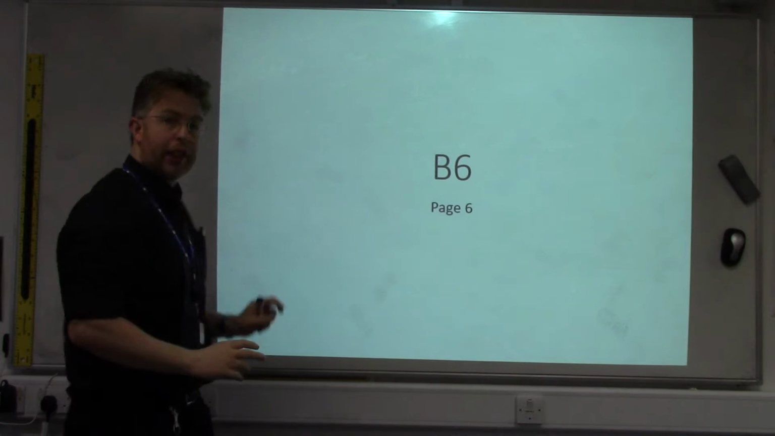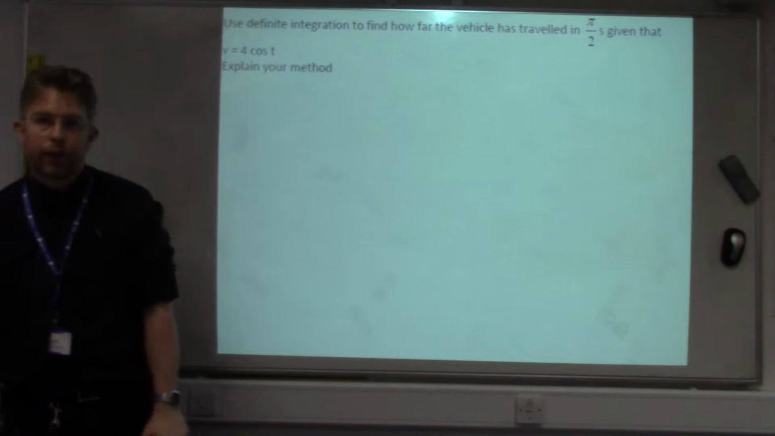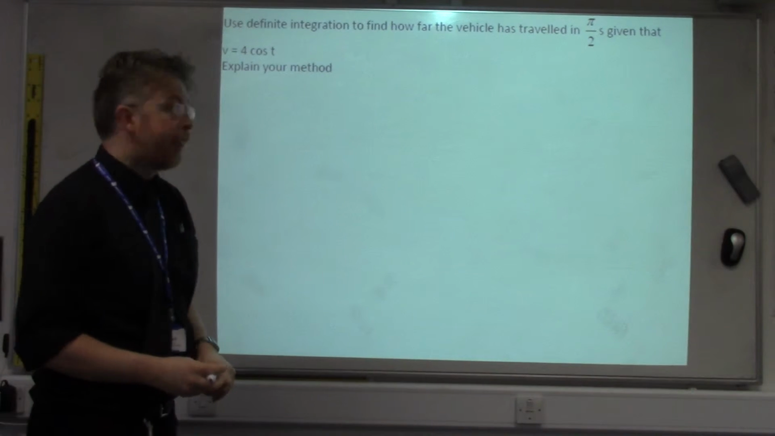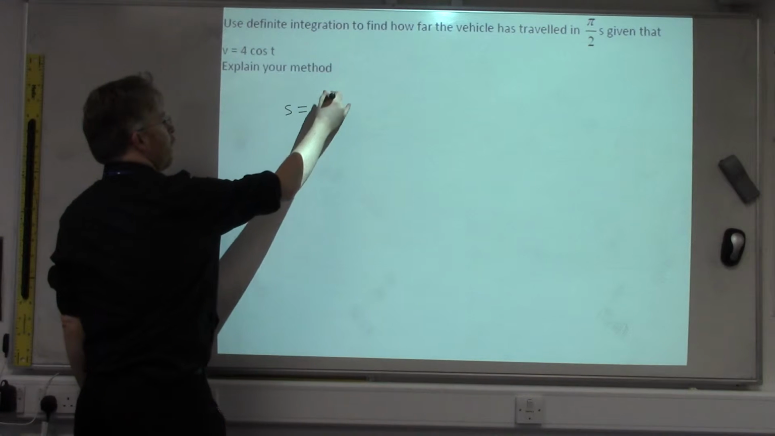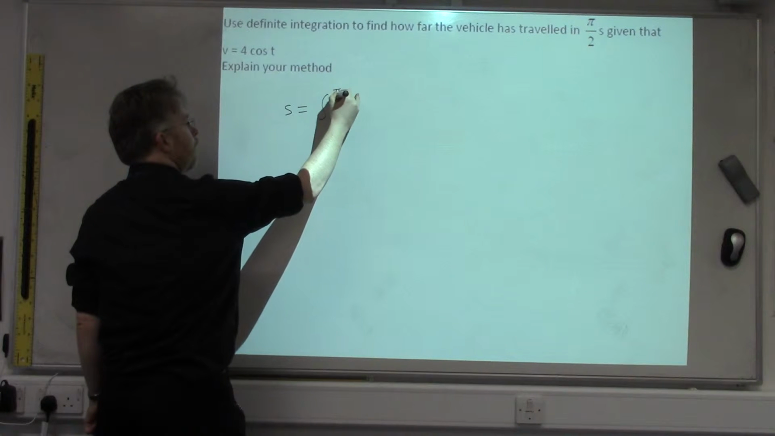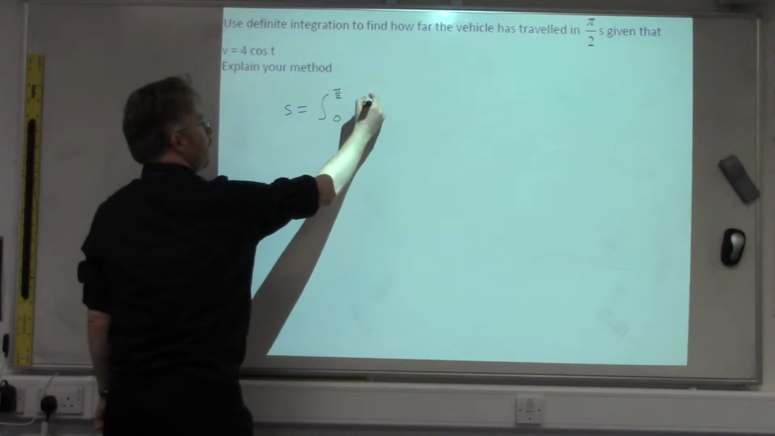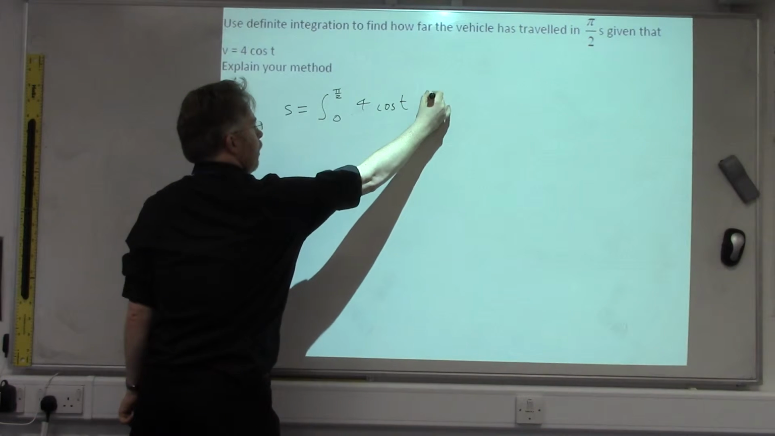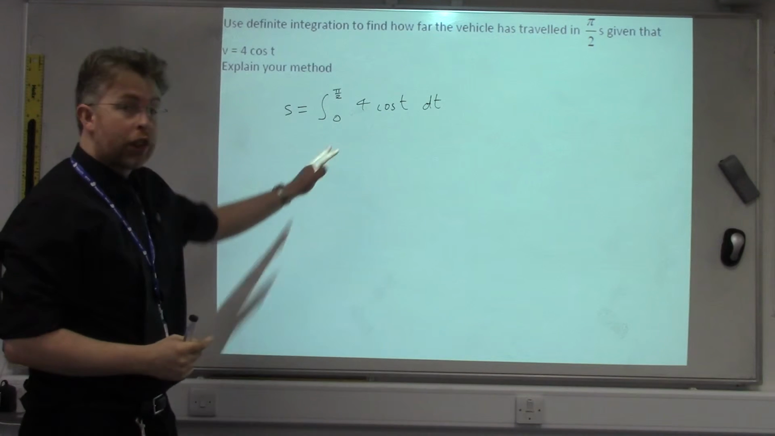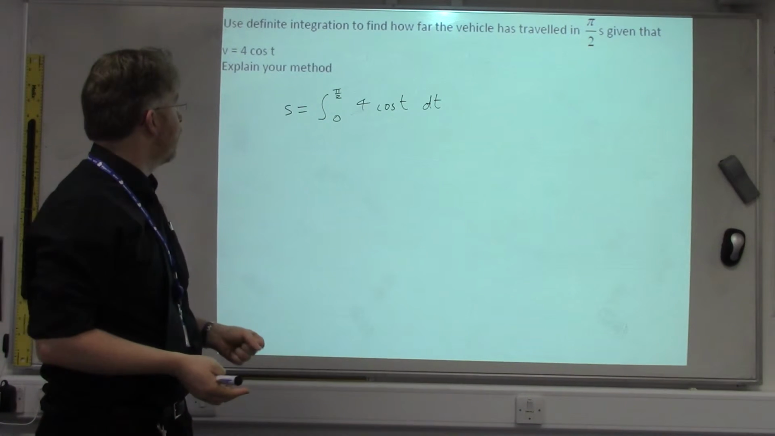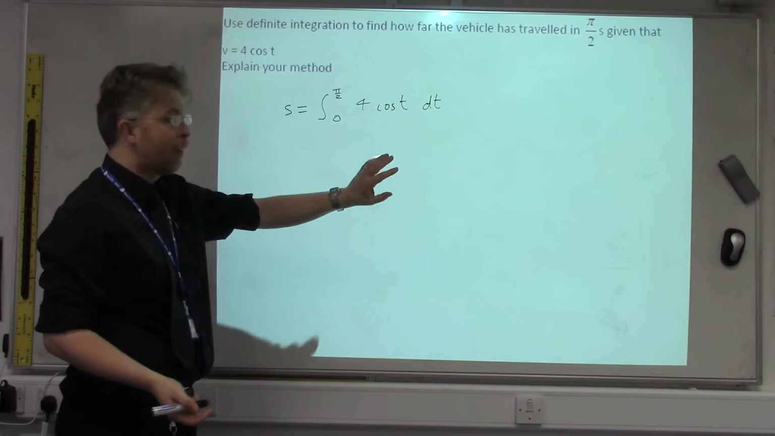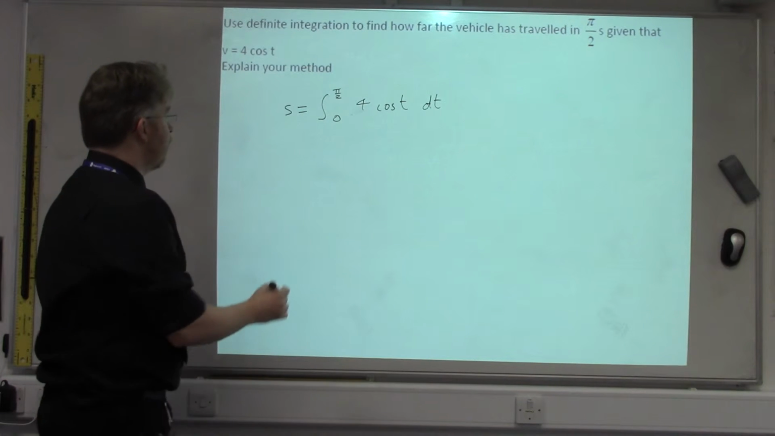So we're now on page 6 of the examples booklet. So we've got 4 cos t that we need to integrate this time. So it's the same process. This time we're going in pi over 2 seconds, so 0 to pi over 2, 4 cos t. Important, the angle is in radians because integration and differentiation only works in trig functions if you're in radians. But we're doing the same process, integrate, stick the limits in, and so on.